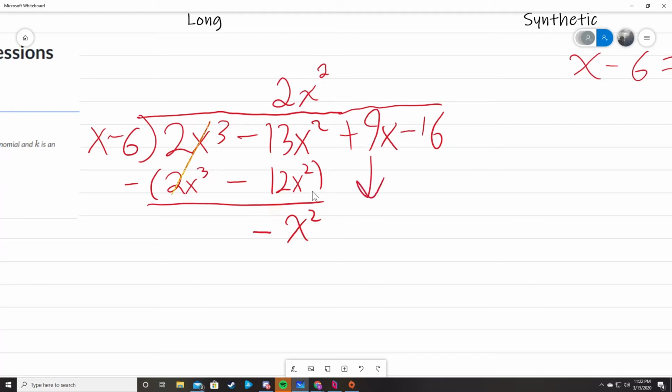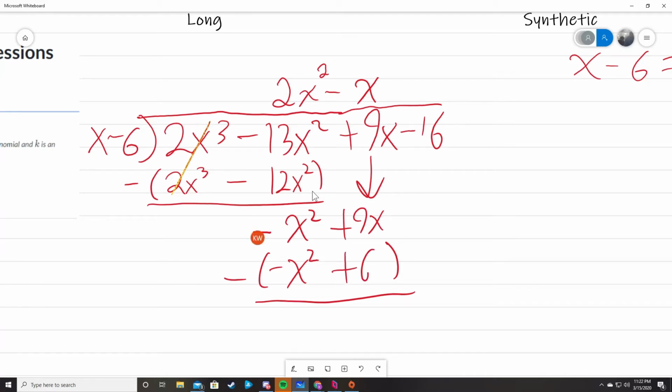So when I bring down my next term, I got 9x. We're going to set up our parentheses, set up our lines, our minus signs. Now we're all good. Now, you want x to look like negative x squared. That means that we want to turn our sign into the next type of sign. So that means that we're going to have to use a negative. And since x needs to turn into x squared, we're going to need a negative x. So we go through. We got negative x times x. That gives me negative x squared. Negative x times negative 6 will give me a positive 6x.